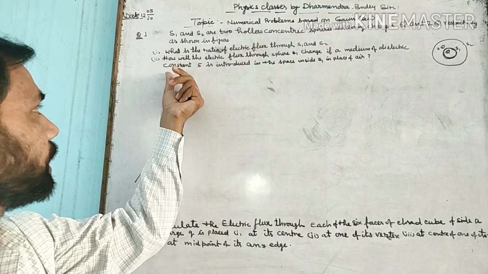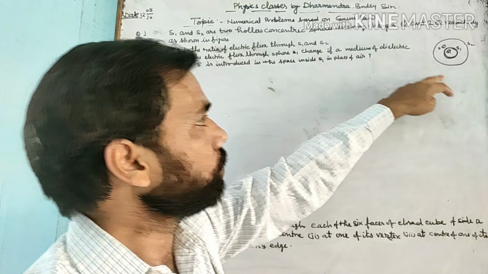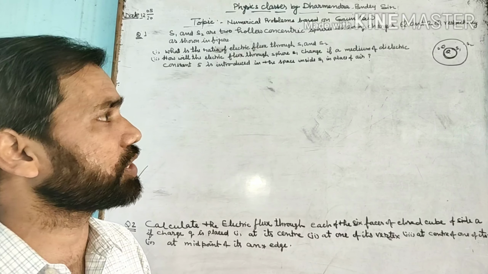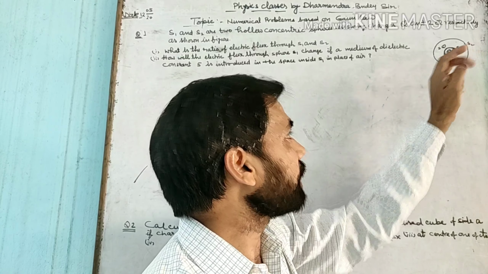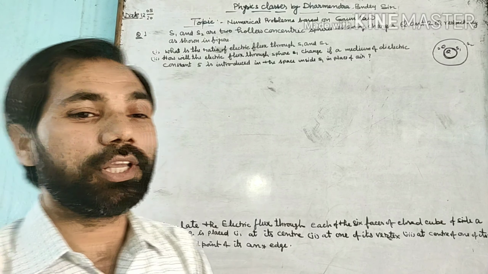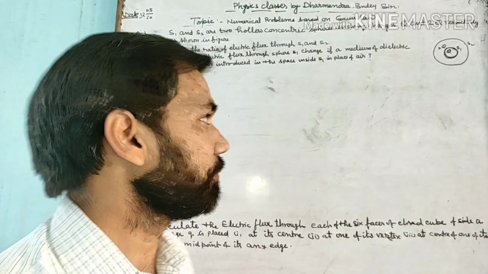And in the second question, it is asked what the change is in the flux passing through S1 if, in place of air which is inside the sphere S1, it is replaced by a medium having dielectric constant 5.